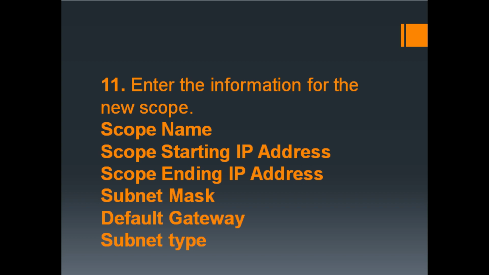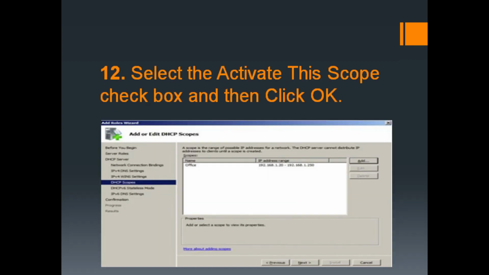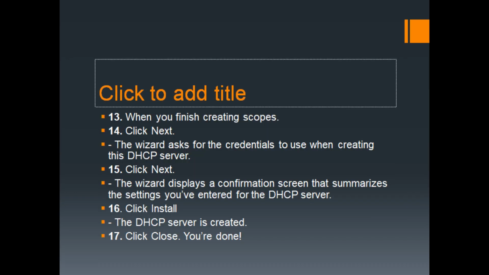Scope name, scope starting IP address, scope ending IP address, subnet mask, default gateway, subnet type. 12. Select the Activate this scope checkbox and then click OK. 13. When you finish creating scopes, 14.